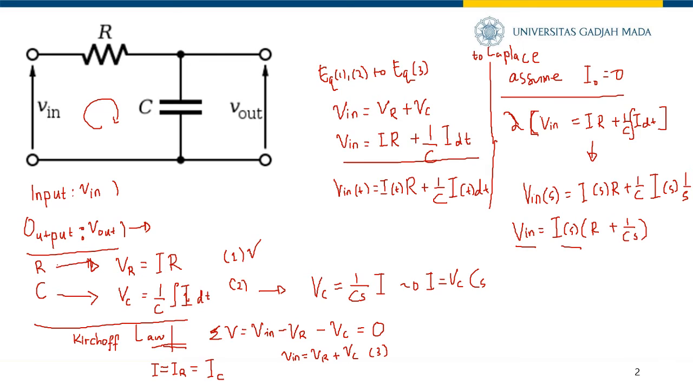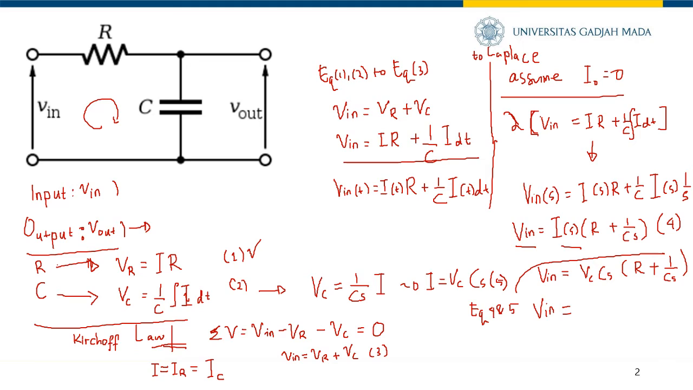Let's call it the fourth equation. This one is the fifth equation. Then let's combine equation 5 and 4. Then we will have Vout Cs (R plus 1/Cs). Let's correct it a bit.